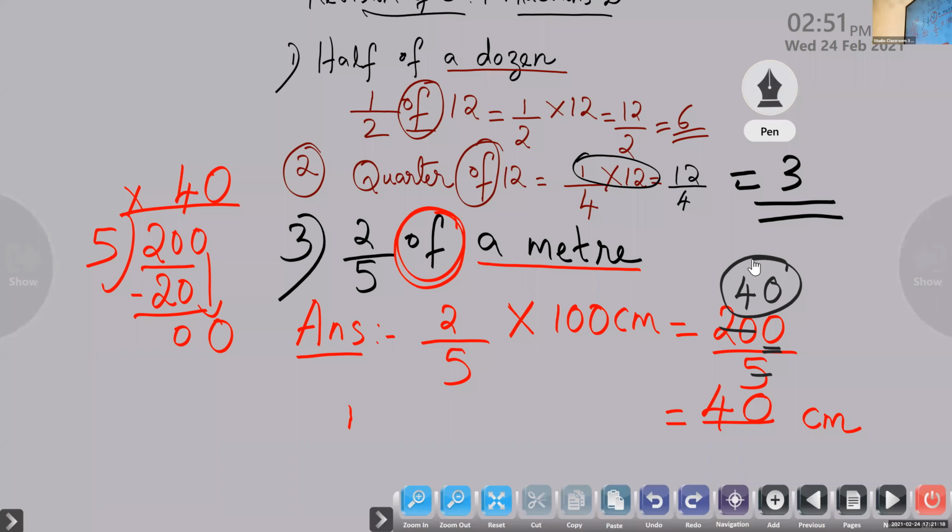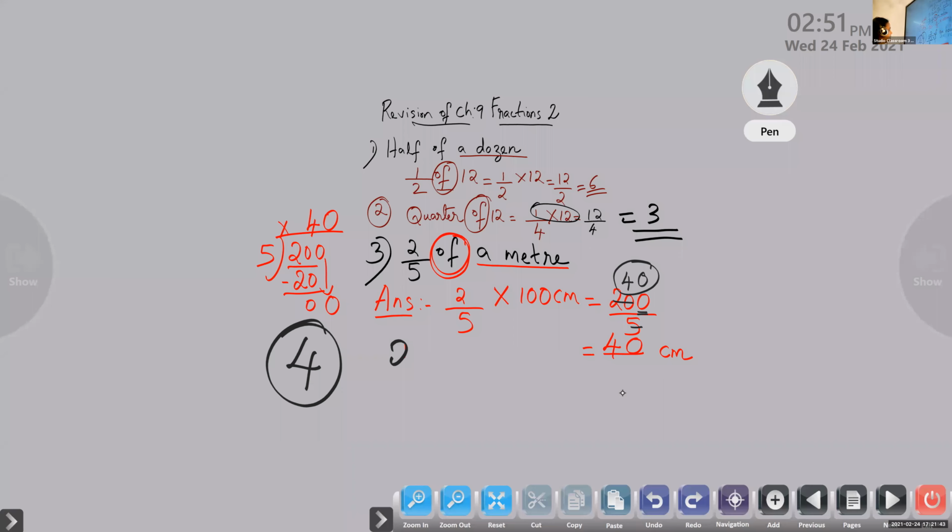Okay, next one. Children, 2 by 3 of an hour. Question number 4: 2 by 3 of an hour. I can see, not your notebook. I told you, you can write it faster. Can you see now? Yes. 2 by 3 of an hour.